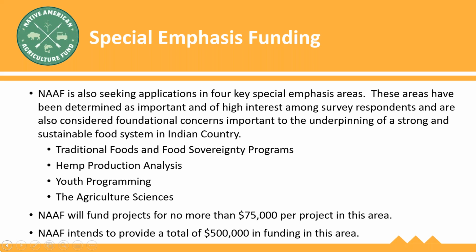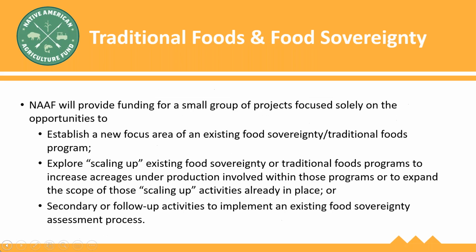These special emphasis areas are traditional foods and food sovereignty programs, hemp production analysis, youth programming, and the agricultural sciences. NAAF will fund projects for no more than $75,000 per project in this area. And NAAF intends to provide a total of $500,000 in funding for these special emphasis areas. Next slide.